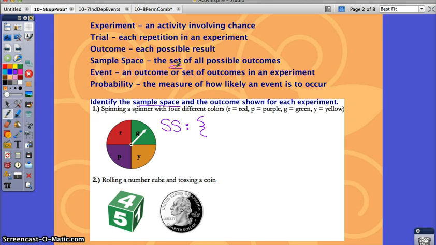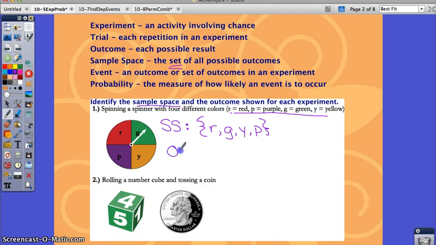So in this picture, in spinning a spinner with 4 different colors, where R is red, P is purple, G is green, and Y is yellow, what is the sample space, or what is the set of all possible outcomes? Well, you can spin and get red, you can spin and get green, or yellow, or purple, right? Now I am going to just use the first letters here because we have a key right here. If you didn't have a key, you would want to write out those words.